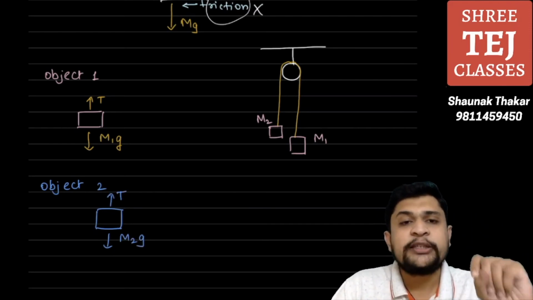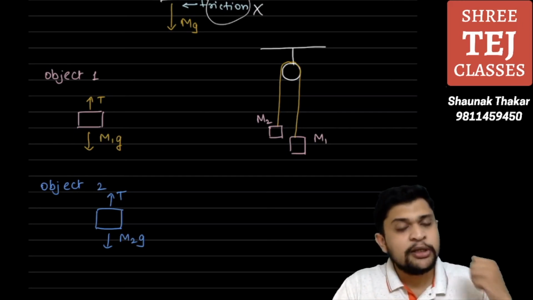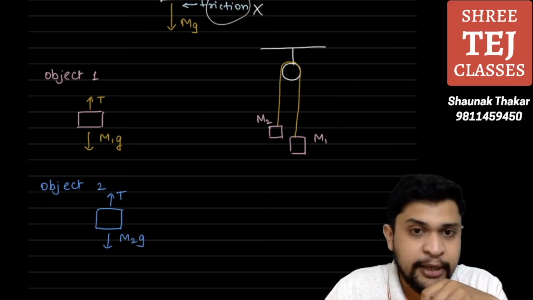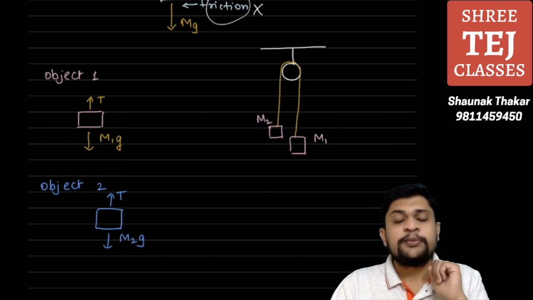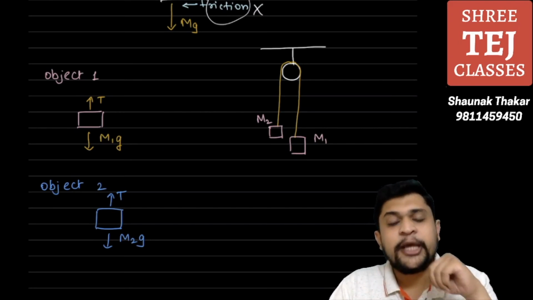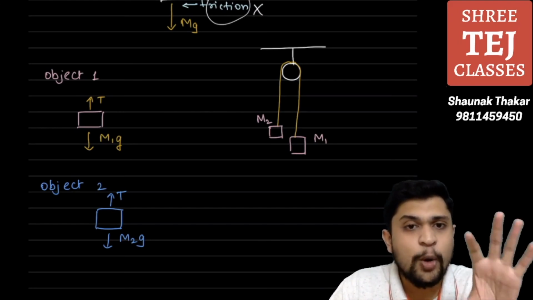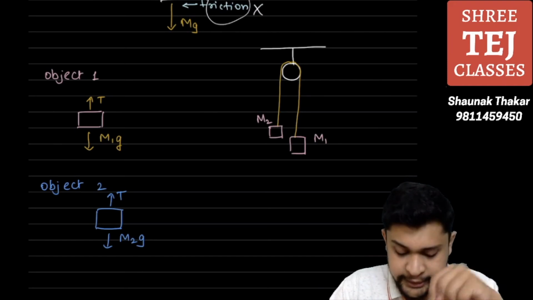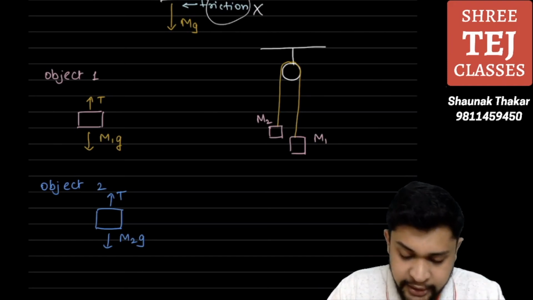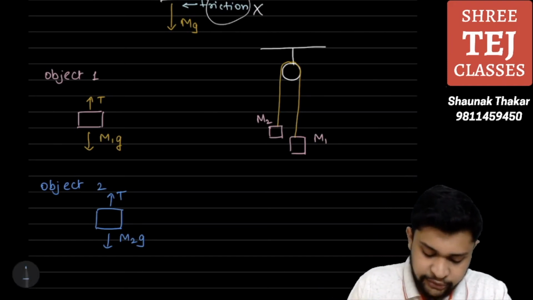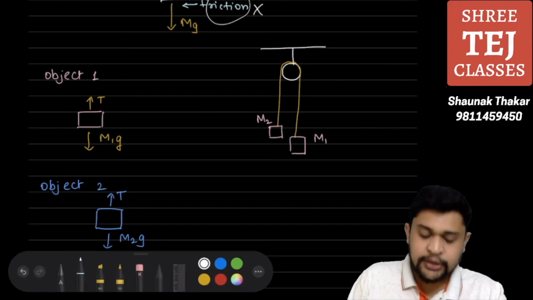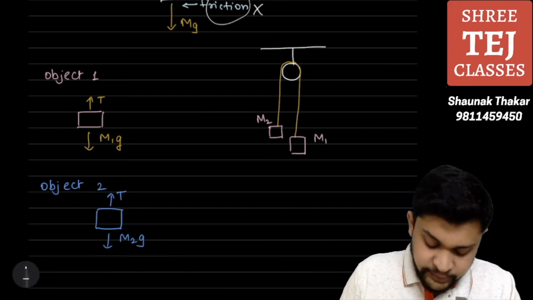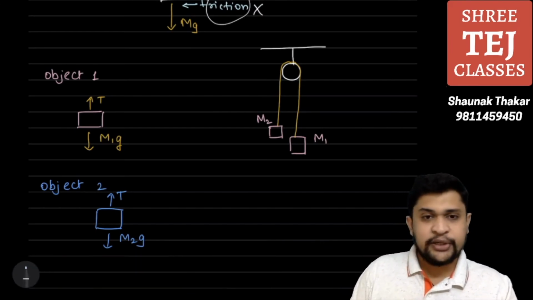See, a rope or a string will always pull. It can never push. Okay? Because we cannot push by using a rope. A rope always pulls. So these are the free body diagrams. Now see, the forces are unbalanced. So what will happen? The objects will have acceleration.